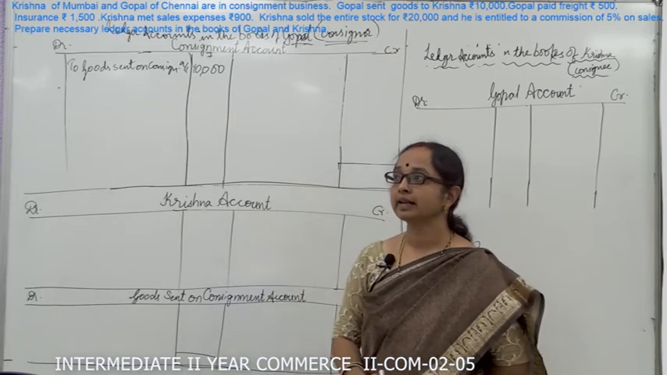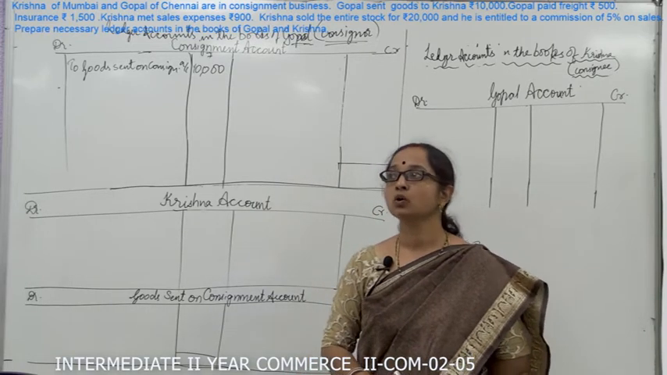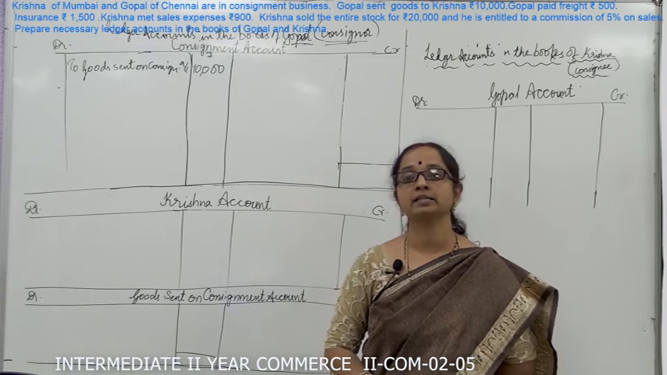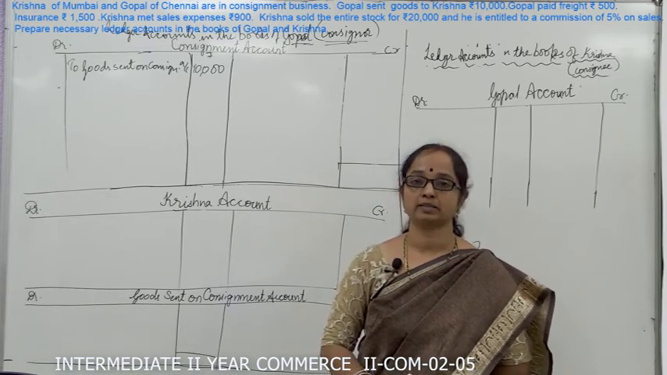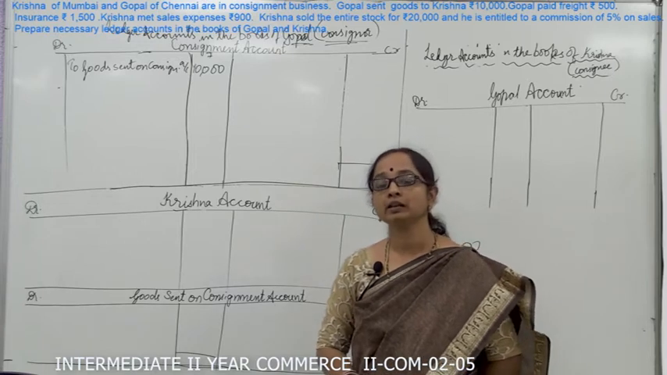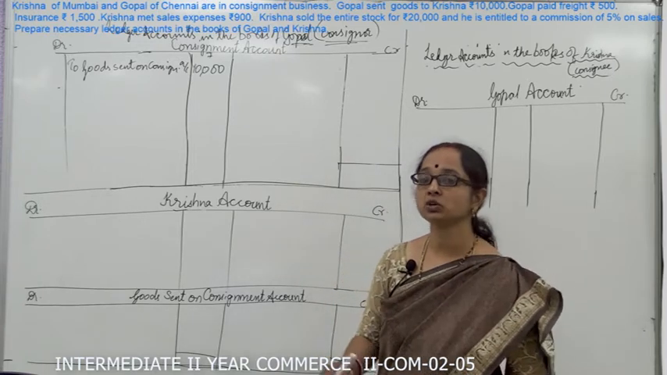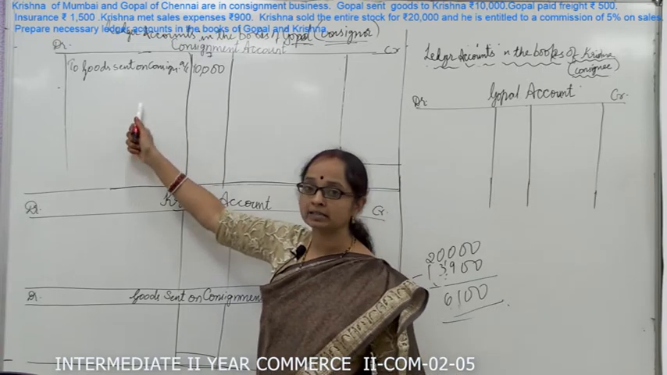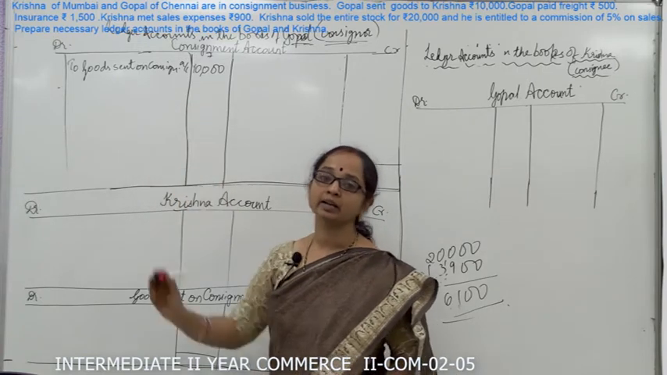The next statement goes like this. Gopal paid freight 500 rupees, insurance 1500 rupees. So now who is paying these expenses? Gopal. So for the goods sent, we have written the first one as goods sent on consignment 10,000.